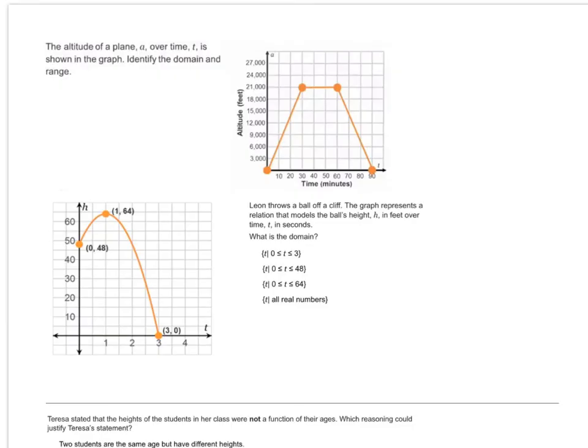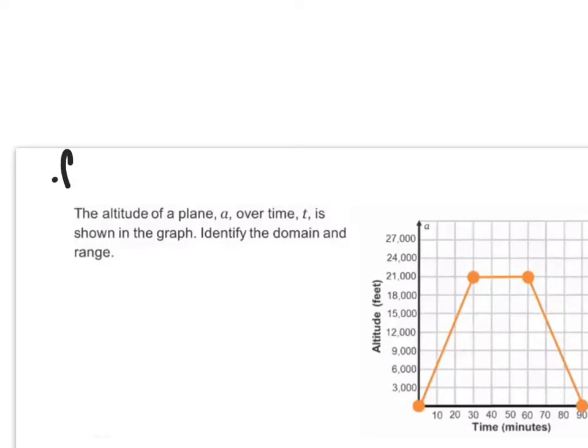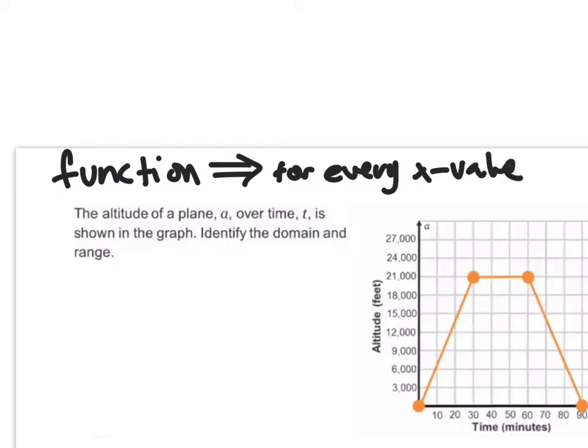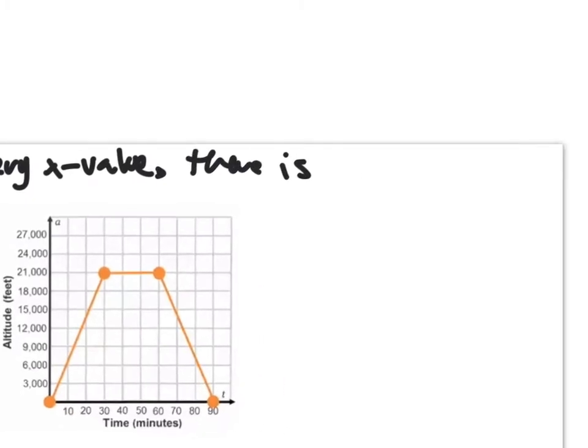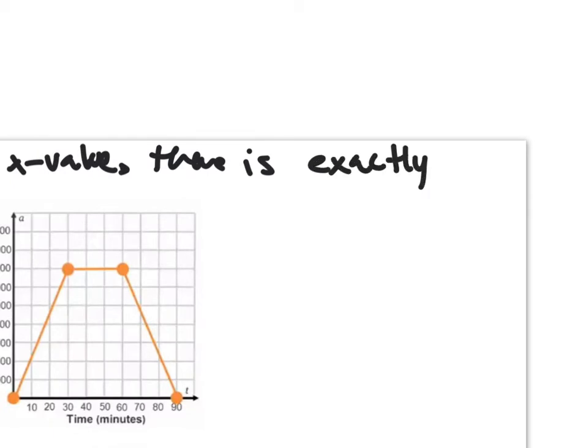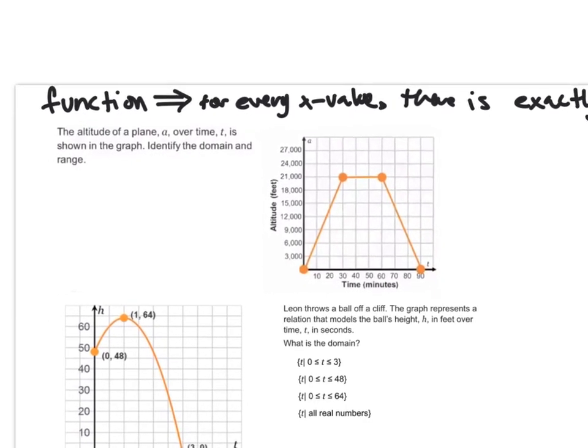Okay, let's take a look at these next two problems. Now, before I do anything, I want you guys to write the word function at the very top of the page. Okay, function. I'm going to talk about this again and again. I forgot to mention it on the last page. But a function is where, for every x value, there is exactly one y value, okay? And we'll talk more about that as we continue our work on functions.